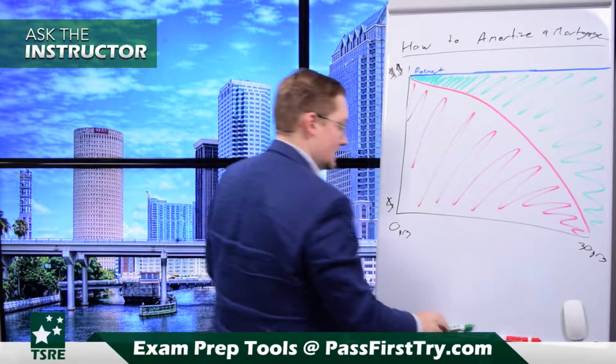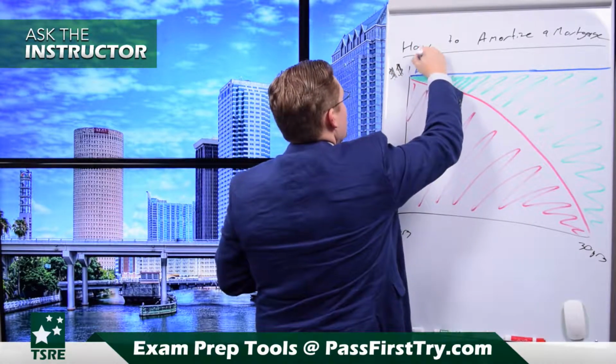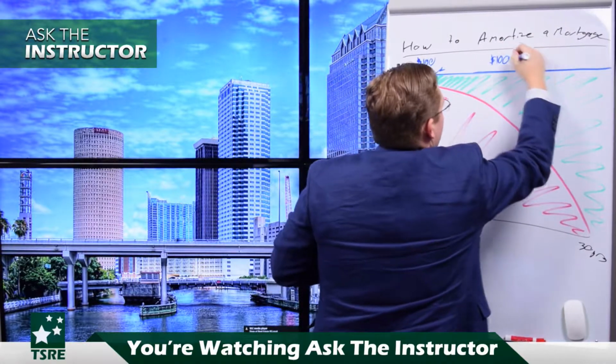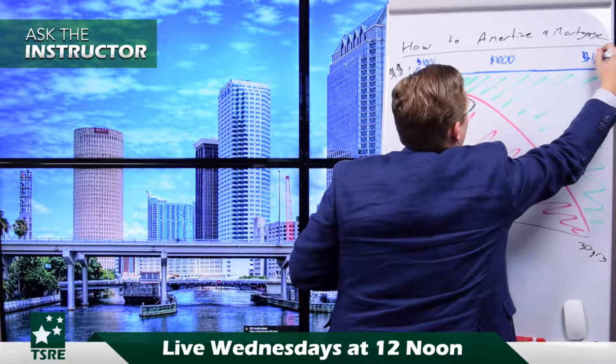You're paying, let's keep it simple here, let's just say it's $1,000 a month. So $1,000 a month. 15 years in, still $1,000 a month. 30 years, your last payment is still $1,000 a month.